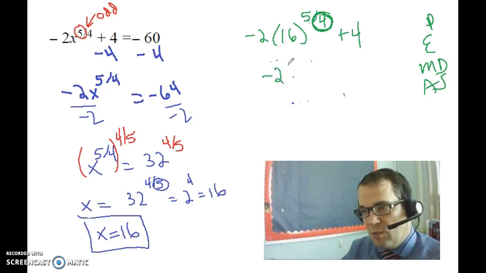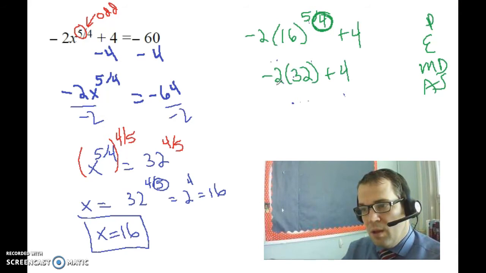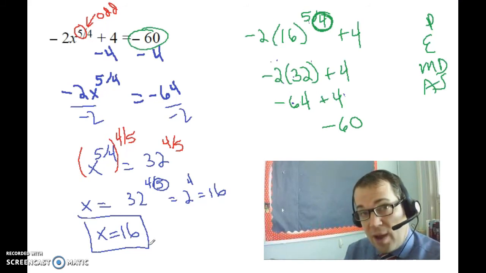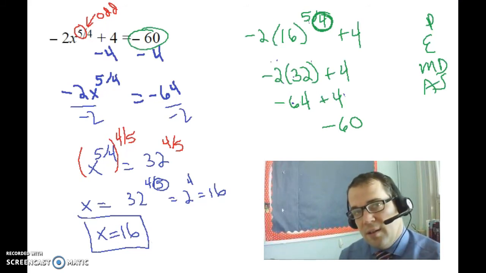So I get negative 2 times 32 plus 4. Negative 2 times 32 is negative 64 plus 4. And when I combine negative 64 and 4, I get negative 60, which was what I was supposed to get. So this 16 is correct, and life is good. Good luck.